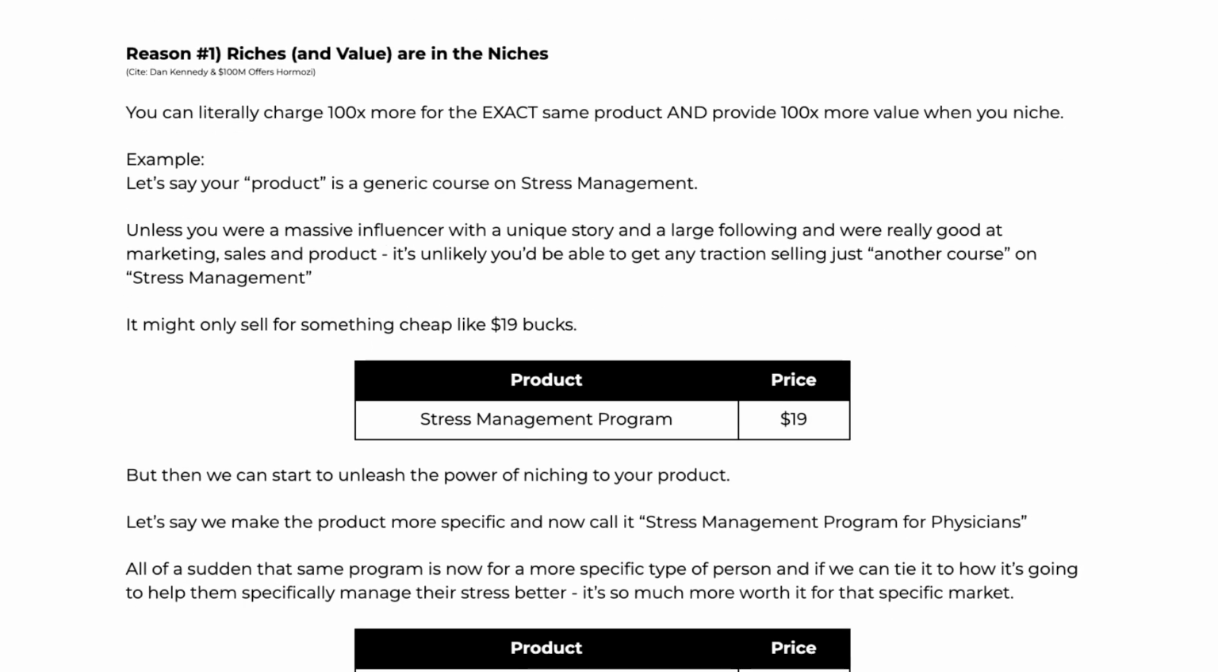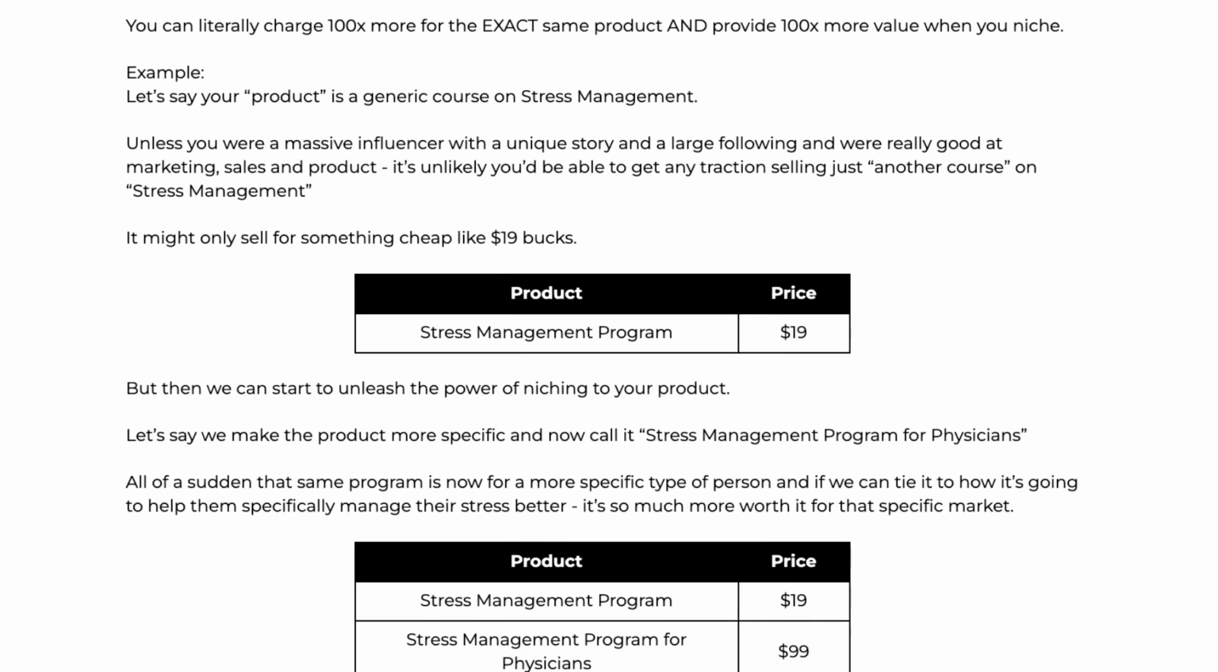Reason number one: the riches and value are in the niches. You can charge 100x more for the exact same product and provide 100x more value when you niche. Let me walk you through a really quick example. Let's say your product is a generic course on stress management. Unless you are a massive influencer with a unique story and a large following, and you're really good at marketing, sales, and product, it's very unlikely you'll get traction selling yet another course on stress management. So you're really only going to be able to sell that program for maybe 19 bucks.